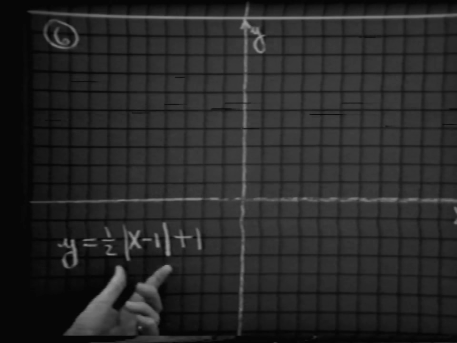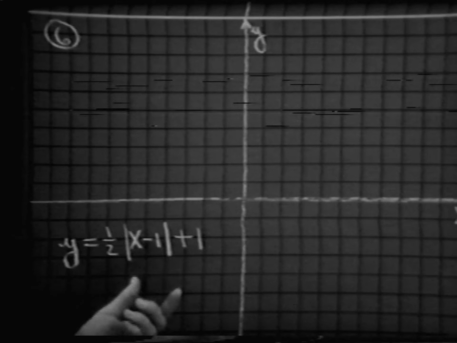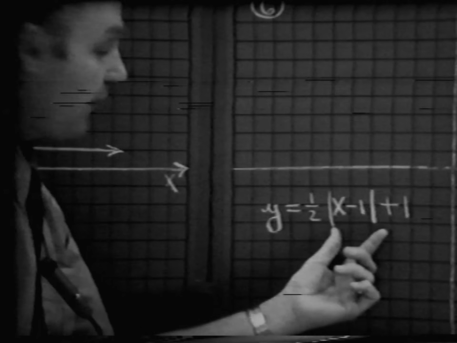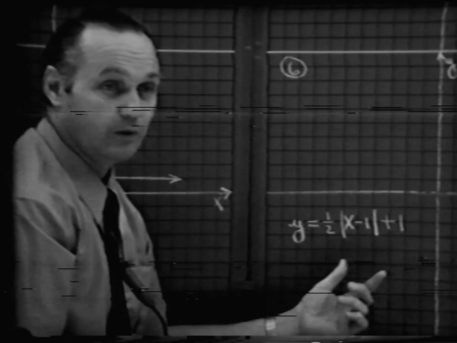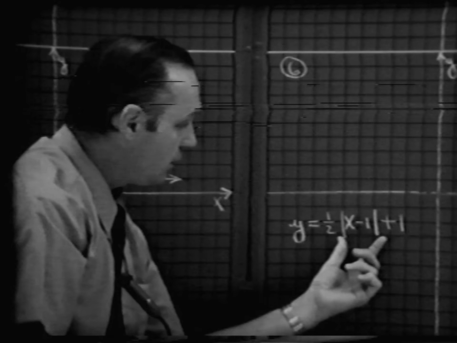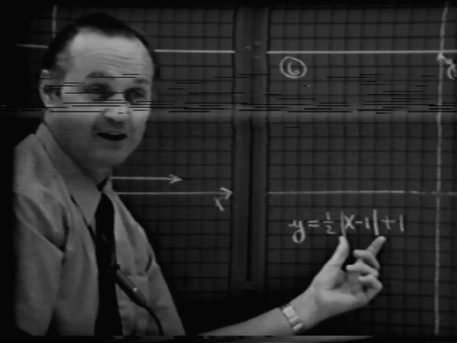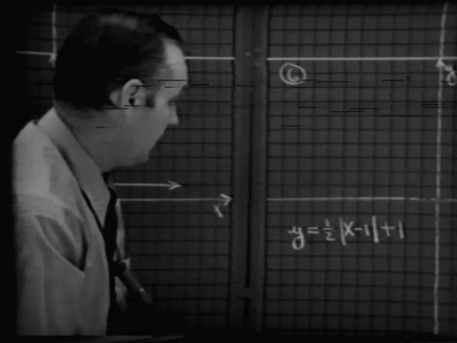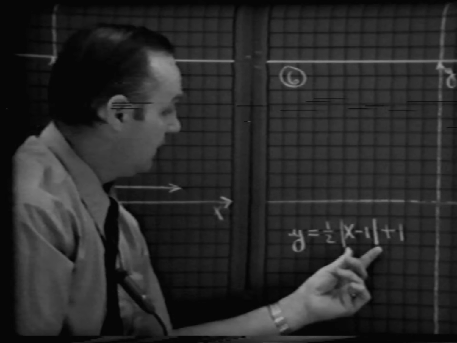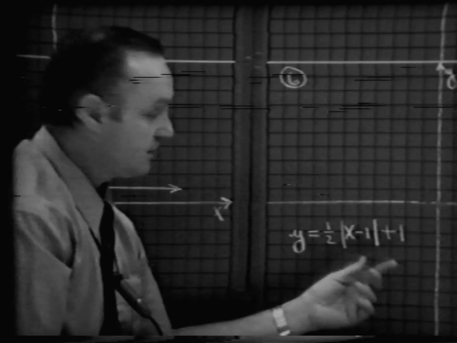Now, let's look at that and ask ourselves, where would the corner point be if that were simply the function that we were concerned with? For what value of x would make the absolute value of x minus 1 equal to 0, would be the question. Don? The coordinate 0, negative 1. At 0 comma negative 1.